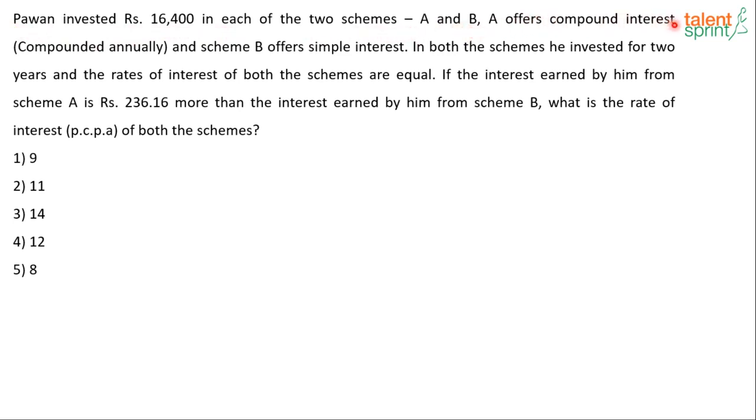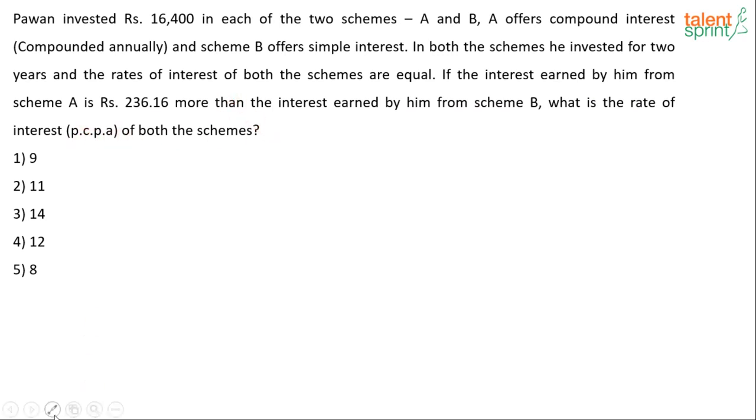A offers compound interest compounded annually and scheme B offers simple interest. In both the schemes he invested for 2 years and the rates of interest for both the schemes are equal. If the interest earned by him from scheme A is rupees 236.16 more than the interest earned by him from scheme B, what is the rate of interest in percentage per annum of both the schemes?